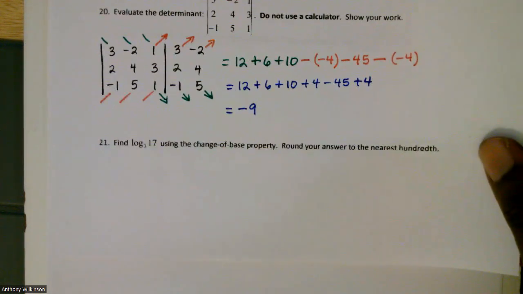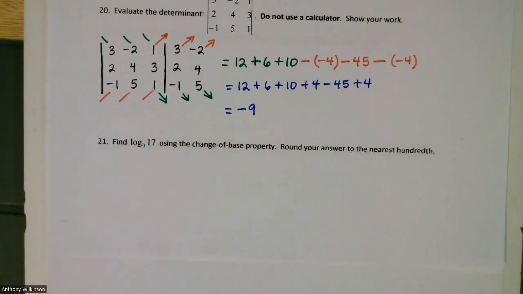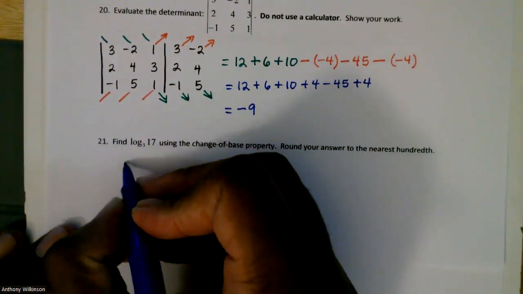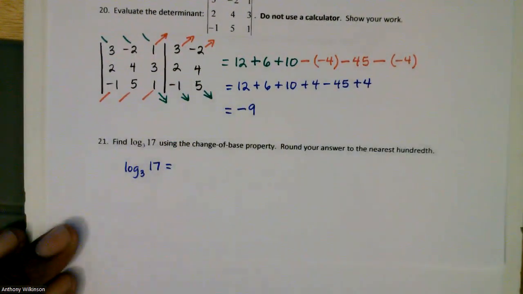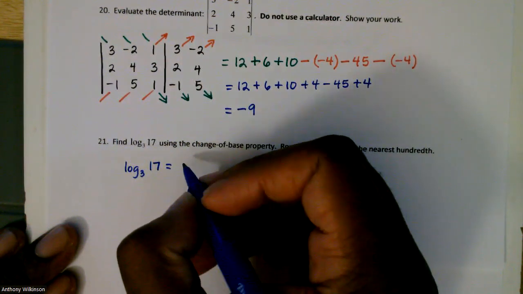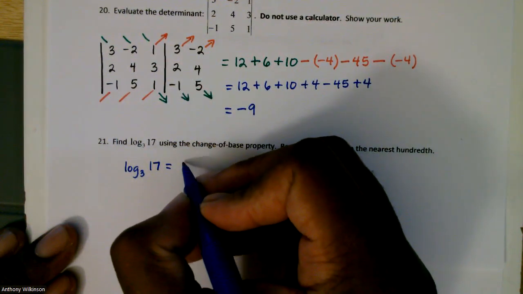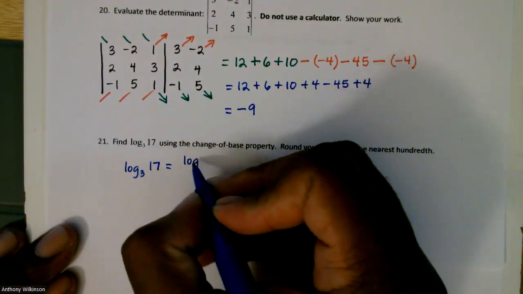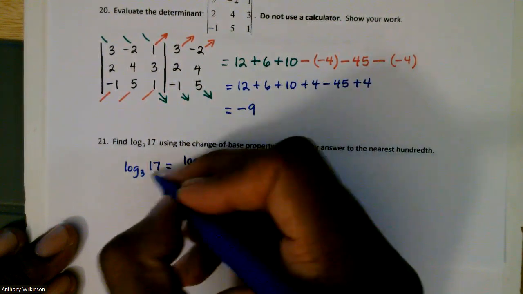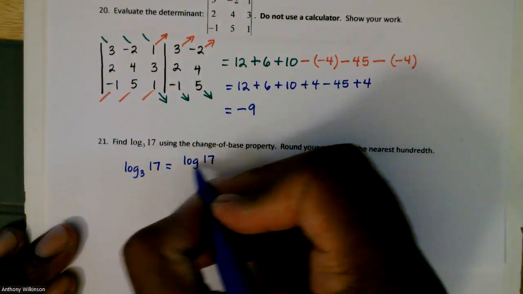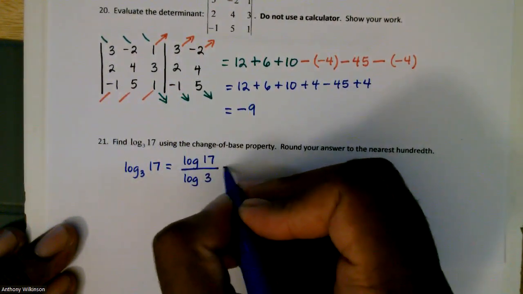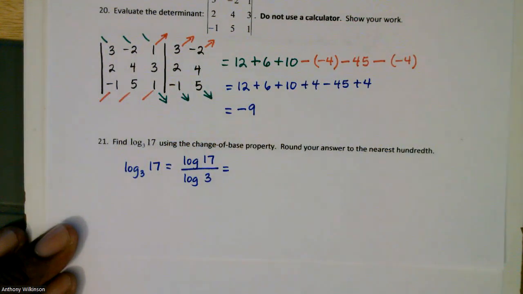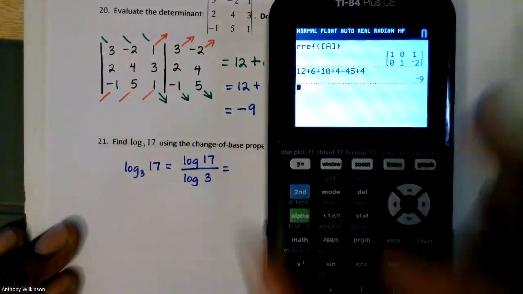Number 21 is using a change of base property to find log to the base 3 of 17. Now the way we set this problem up is this. We can use either common logarithms or natural logarithms. I'm going to use common logarithms here. So this would be the log of this number, 17, divided by the log of the base, which is 3. And then I will type this in the calculator.